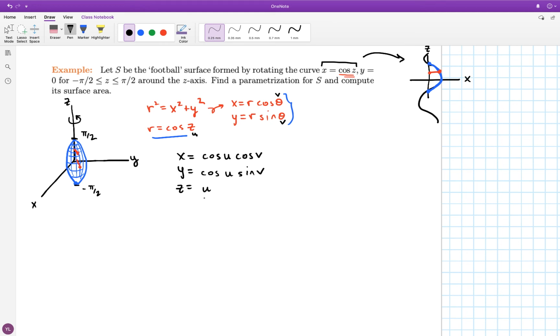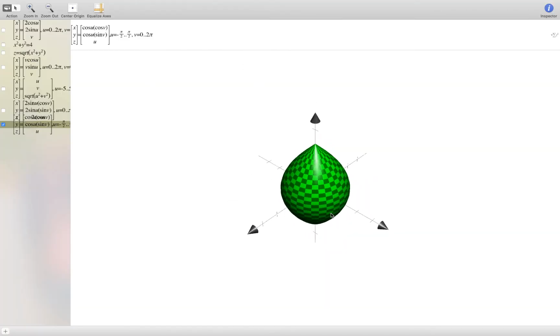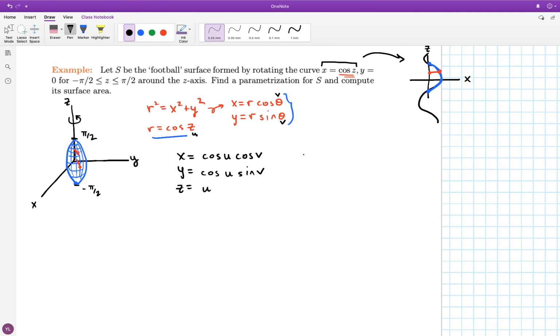So the u is acting like the z value, right? And the v is acting like the theta value. So I've put the parameterization into Grapher just to confirm that I'm getting something reasonable. This indeed looks like the x equals cosine z curve rotated about the z-axis. So since z goes from negative pi over 2 to pi over 2, my u is ranging between those values, and then v is acting like theta, so I have v going from 0 to 2 pi.